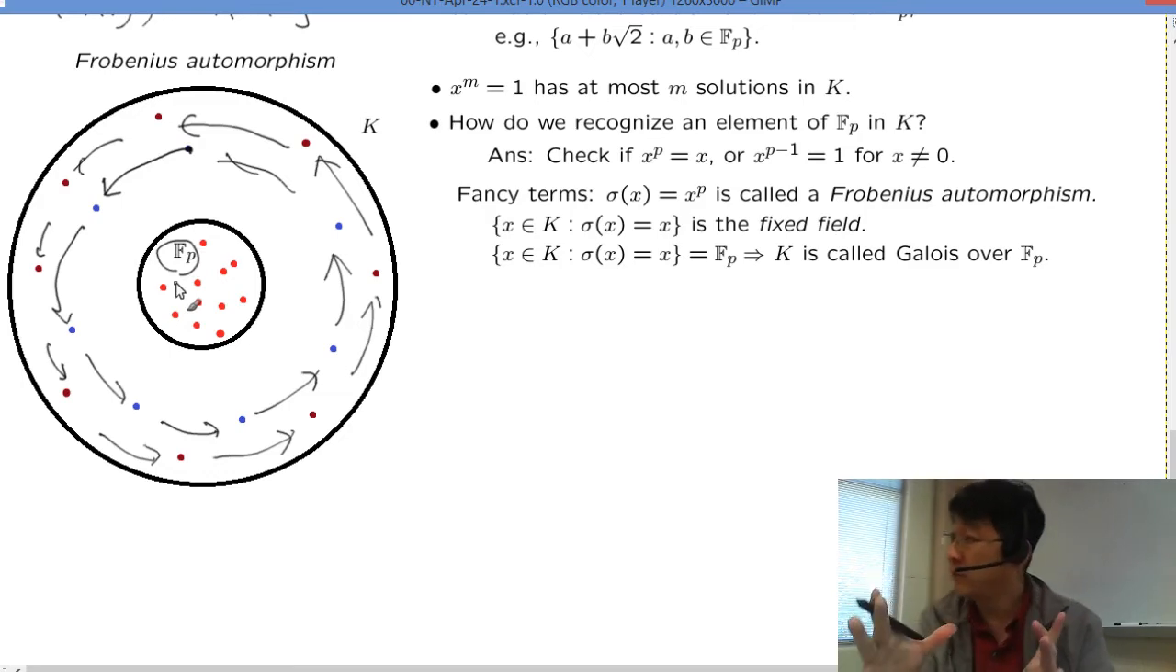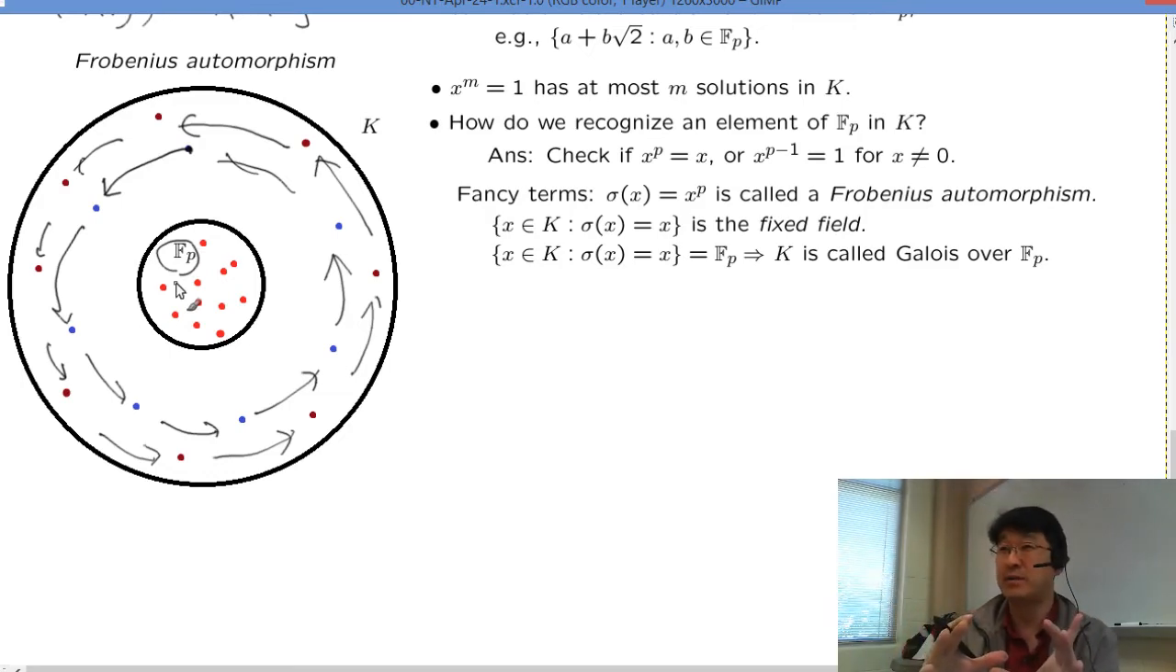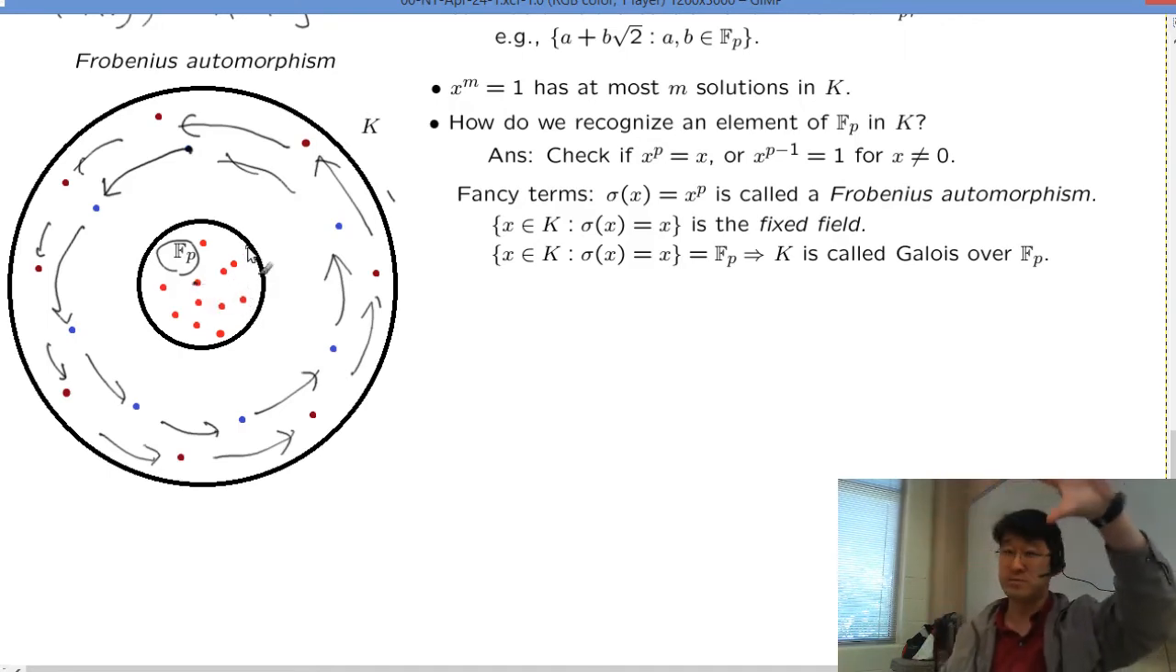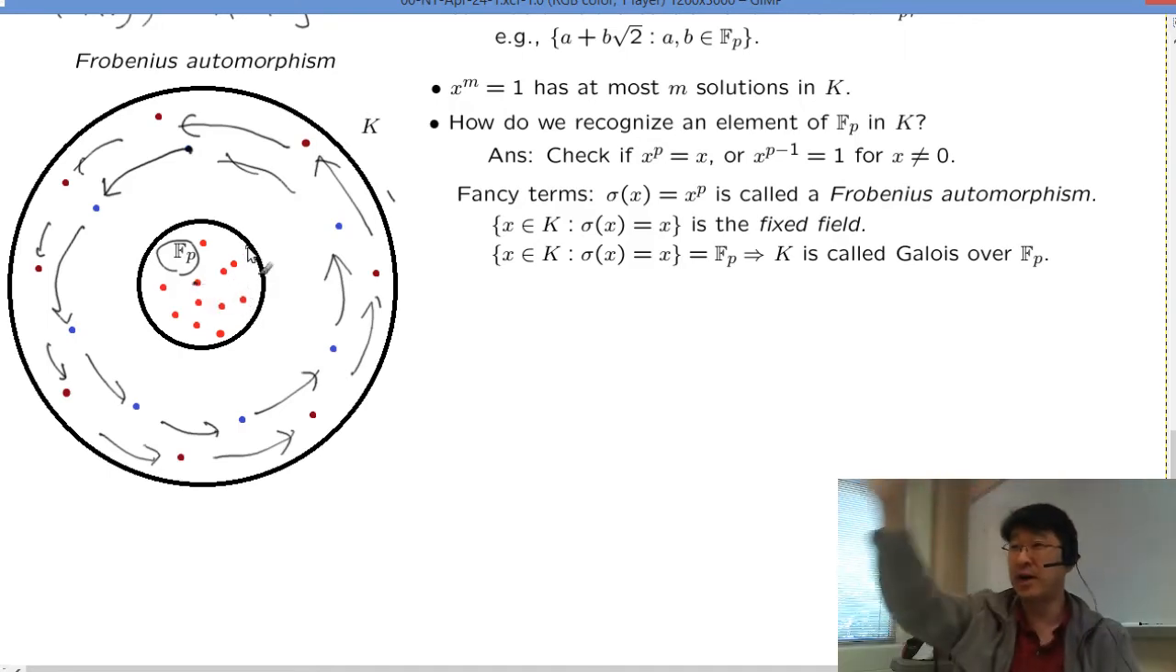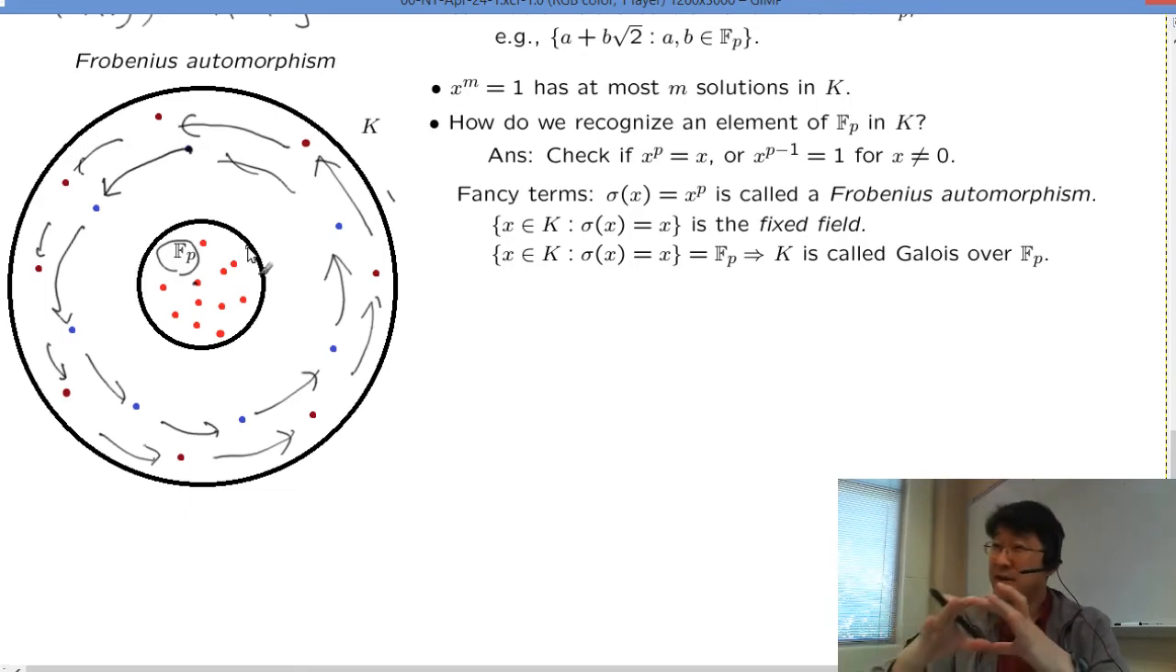The Frobenius automorphism does nothing to that F_p. This guy is just staying there. It's not moving to something else. But the automorphism moves things around. Inside F_p, it's the eye of the storm. It's like nothing happens. Quiet. That's F_p. That's the Frobenius action. All right?